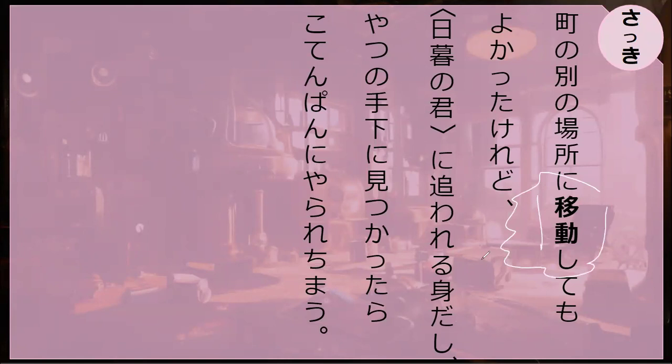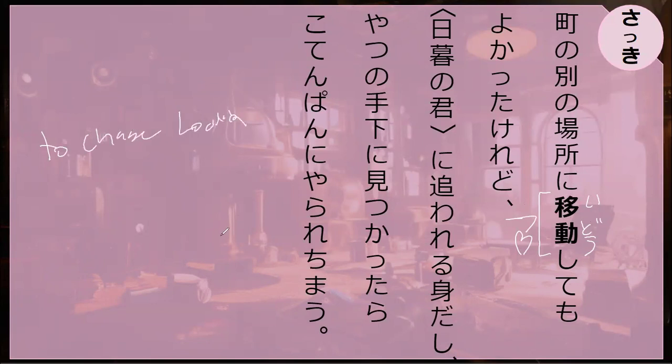Do you know how to read this word? Here it's also a movement of some sort. You're right, it has a do in it, but it's down here. It's 移動. What does 移動する mean? To move. I don't know. I believe it means to transfer, but I could be wrong with the kanji. But 移動する means to change locations.